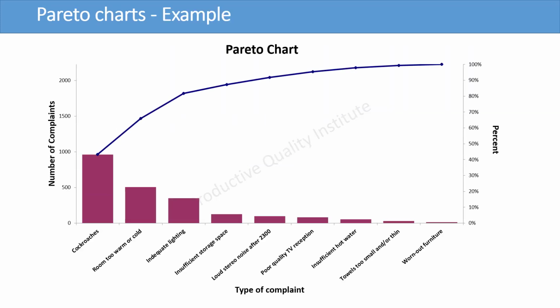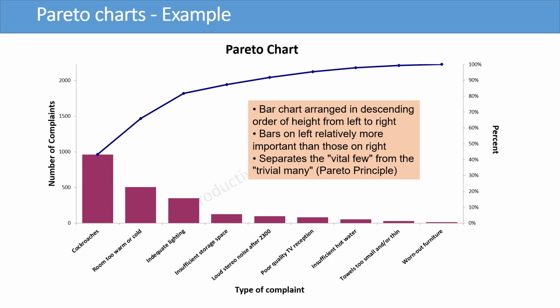Example of a Pareto chart. Bar chart, arranged in descending order of height from left to right. Bars on the left are relatively more important than those on the right. It separates the vital few from the trivial many, the Pareto principle. In our example, the first bar contributes 66% of the overall complaints, while the first 3 bars are contributing 82%.